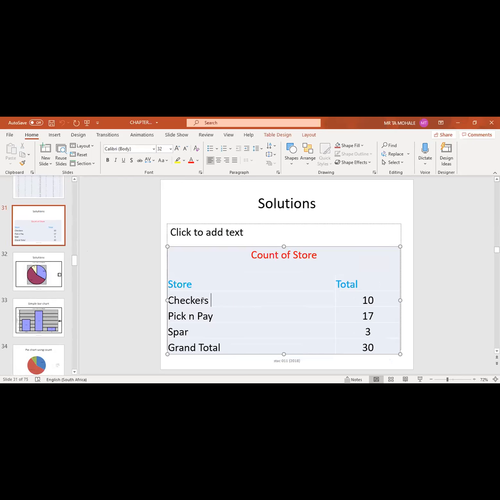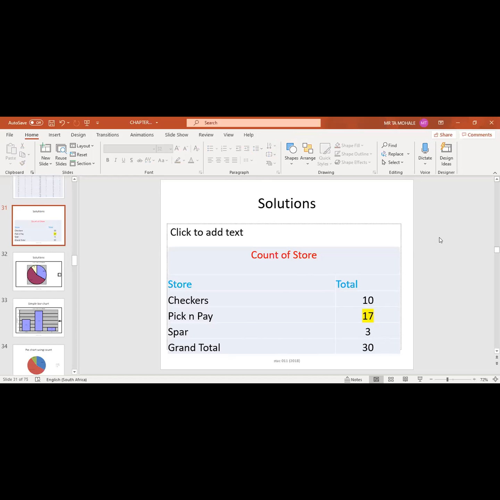For you to calculate the relative frequency of checkers, you take the observed frequency of checkers, which is 10, and then you divide by the value of n, which is 30. You will get the relative frequency. To get the relative frequency for Pick n Pay, you take the observed frequency of Pick n Pay, which is 17. You divide by the grand total, which is 30. SPAR 3/30. So those will be your relative frequencies.